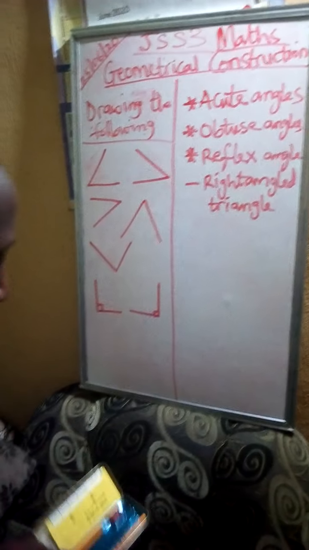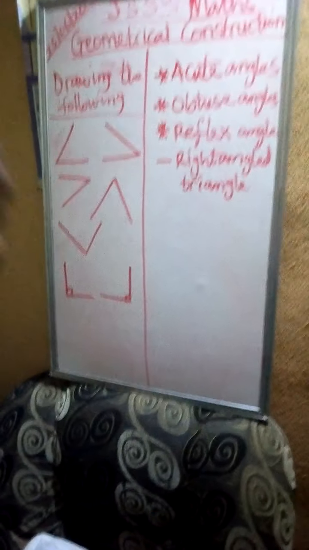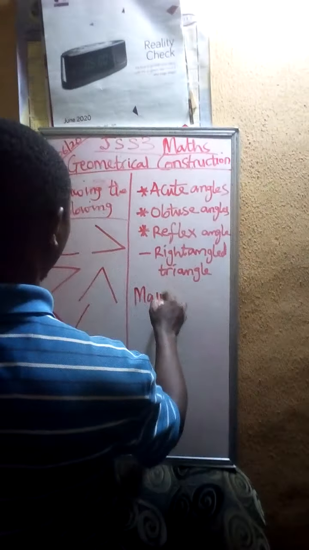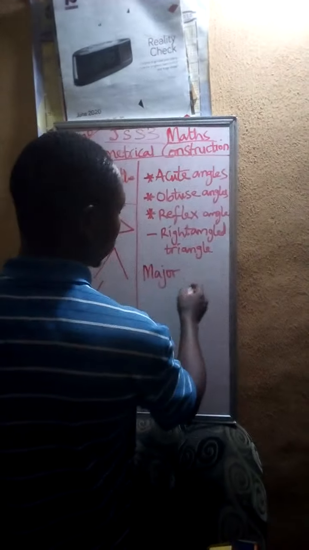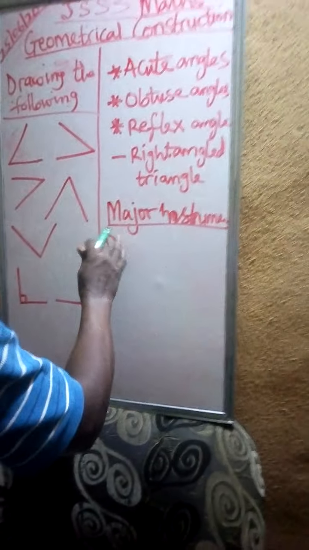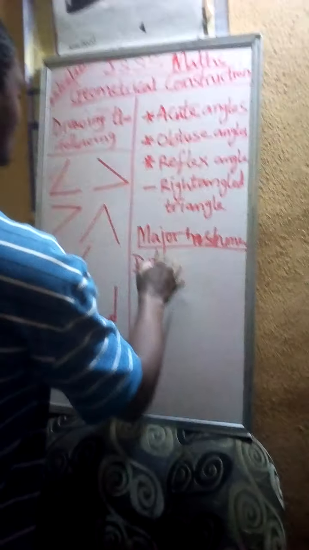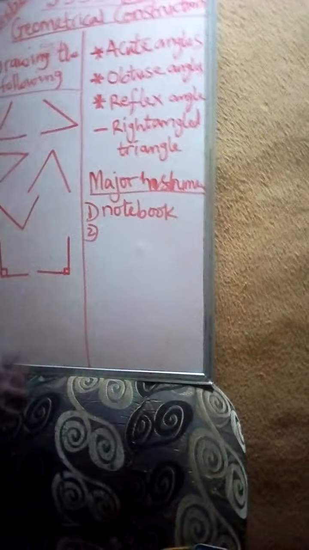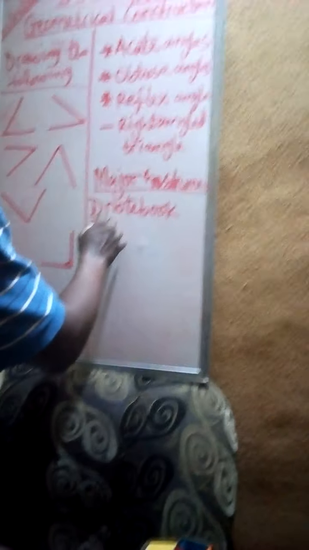And if you want to go into it, there are major parts of those things inside the mathematical set. Major equipment and major instruments to use. There are 5. Number 1, your notebook, very compulsory. Number 2, you have your pencil.